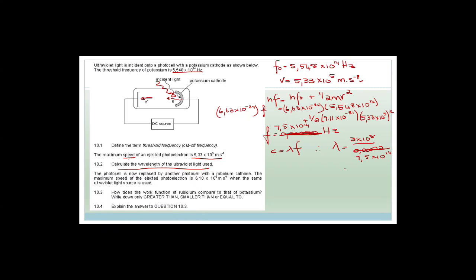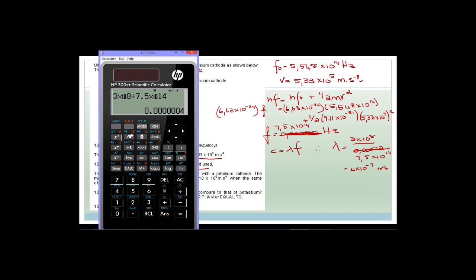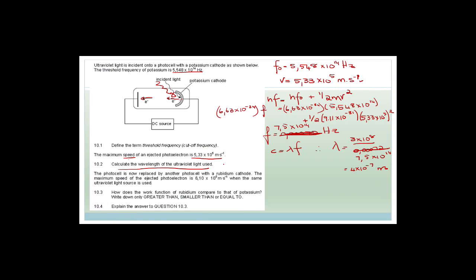So that is equal to 4 times 10 to the -7 meters. I was wondering if I could show you how to do it, but it won't matter because it's different on different calculators. So that is how long the wavelength is, because they wanted the wavelength as 4 times 10 to the -7 meters. Right, that's actually a very nice question.